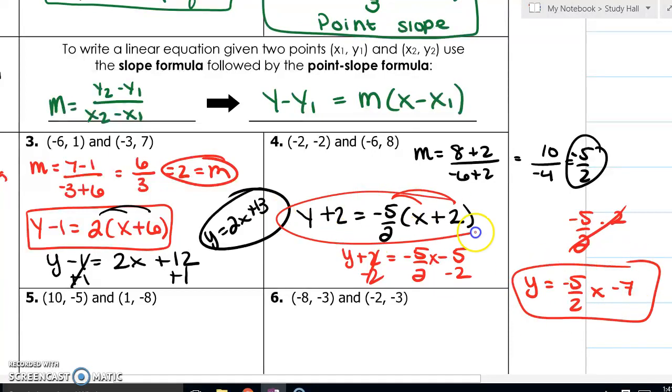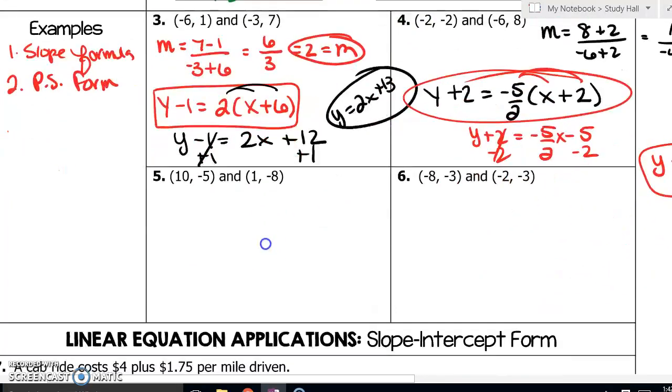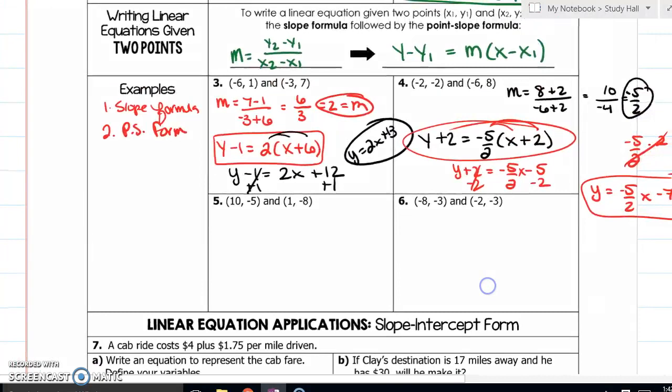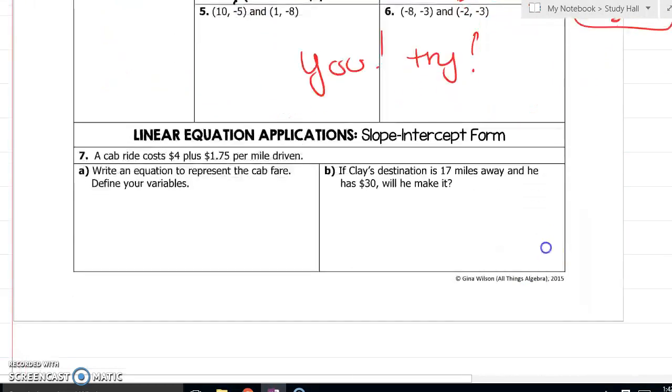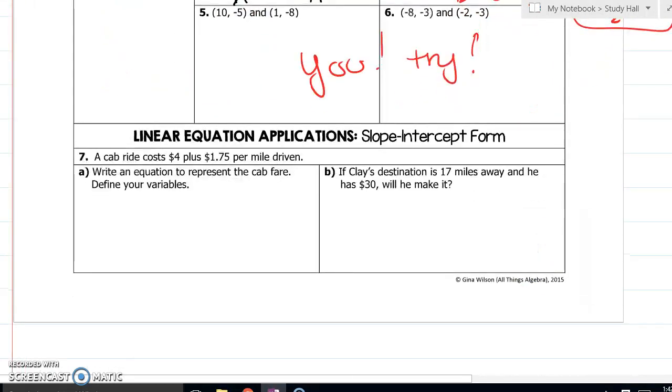So you could leave it in either form, but it depends on the directions. If they say write it in point slope form, write it in point slope form. If they say write it in slope intercept form, you might have to do point slope form first, but then give the answer in slope intercept form. Okay, I'm going to leave number 5 and number 6 for you. And let's look at the linear applications.